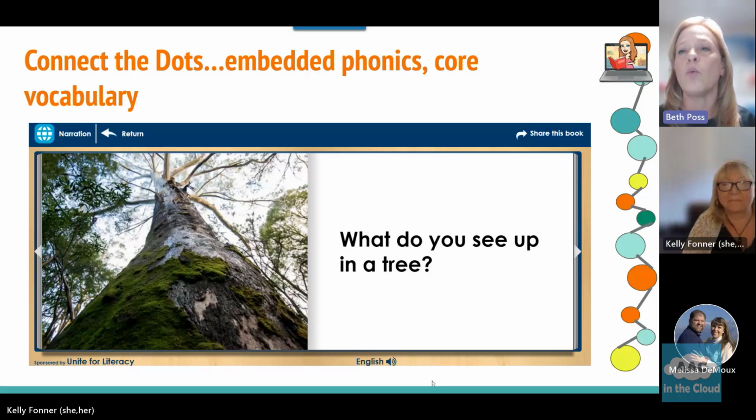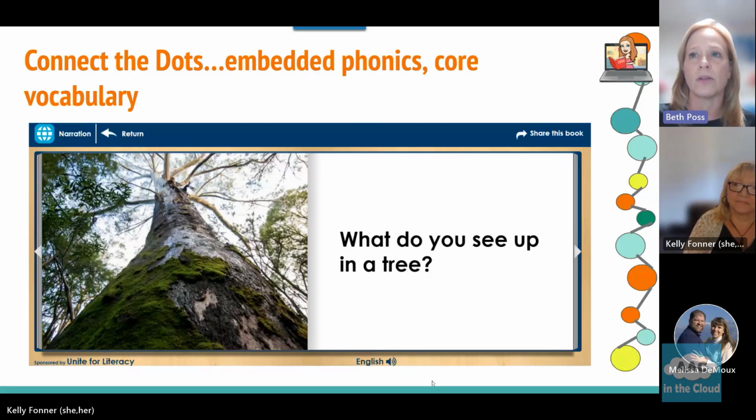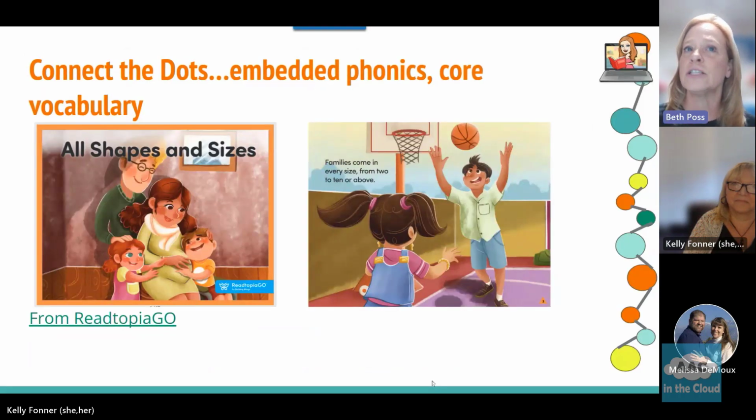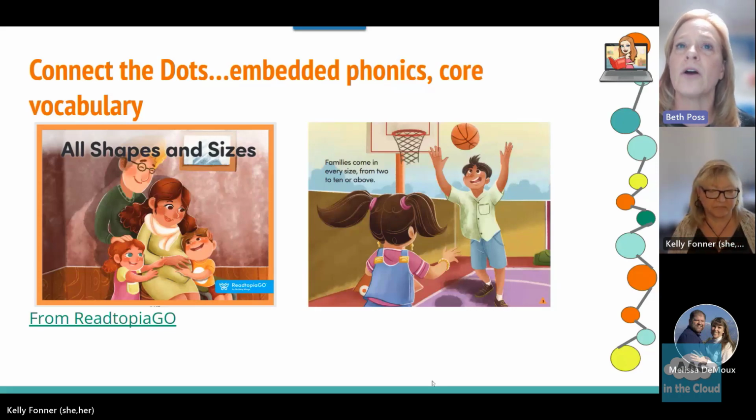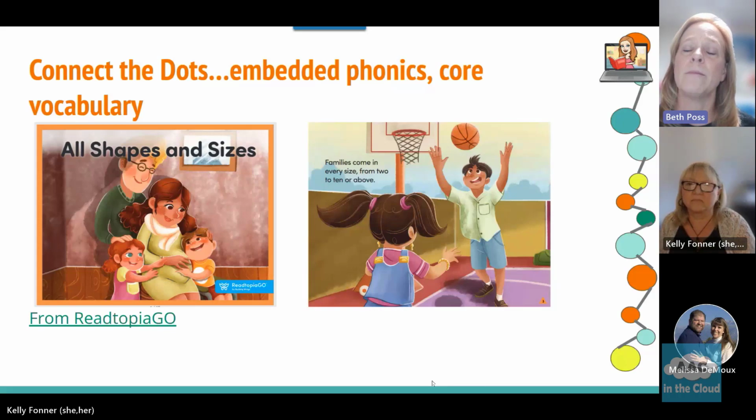And as it would happen, a word like in is also a great core vocabulary word, right? So we could really be getting that with our language as well. Go ahead and hit the next slide. Just another example of another type of book that you could do the same thing with. This is from Readtopia Go, which is the new early childhood curriculum from the folks at Building Wings.